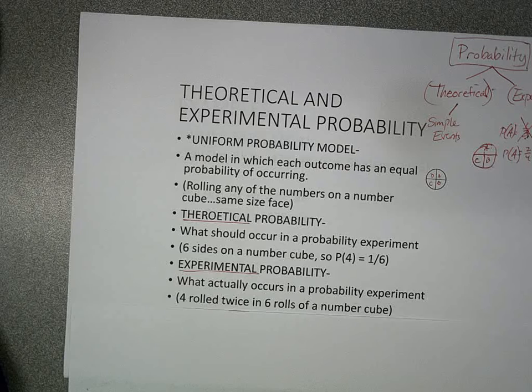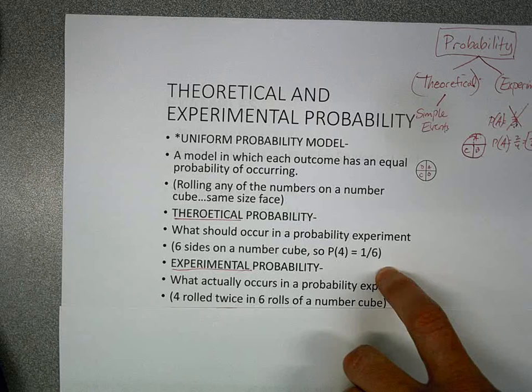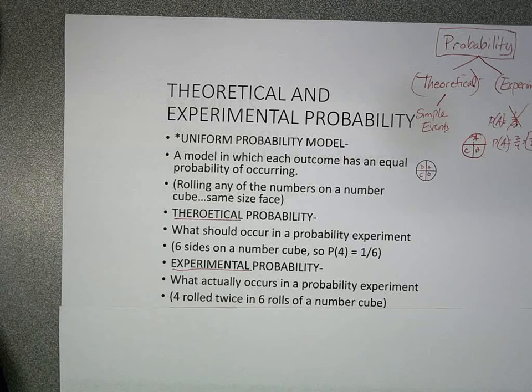So maybe instead of the four being rolled one out of six times, the four is rolled twice in six rolls of a number cube. You roll it six times, and the four popped up twice. This is saying, mathematically, it probably should pop up once out of six times. But what actually happened was it came up twice. Mathematically, do you guys know, if something occurs more than what the theoretical probability is? Okay, you guys follow me? So you actually do the experiment, and the favorable outcome pops up more often than what the math said. Does anyone know what we call that?